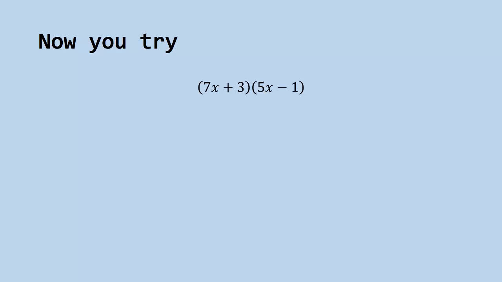Now you try. Take 7x plus 3, multiply it by 5x minus 1. Go ahead and pause the video, give this sample a try, and then when you're finished, turn the video back on to see the results.